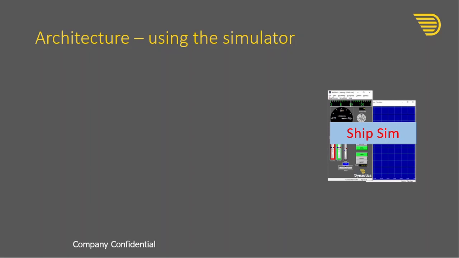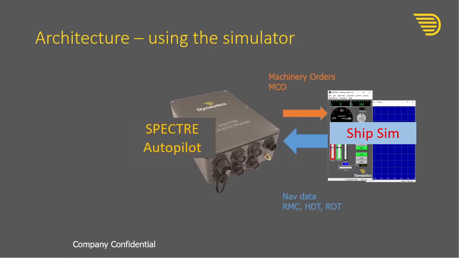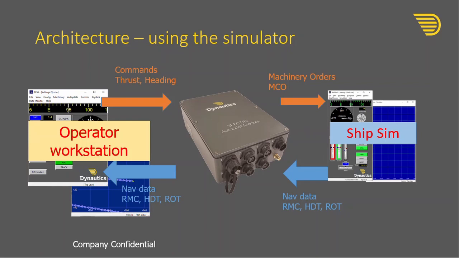Okay, so we've had a good look at ShipSim on its own. The next step is to have a look at how we can connect the autopilot to it, so that the autopilot can control the virtual ship and get navigation data back out of the simulator into the autopilot. Having done that, we can add a front-end operator workstation so that the operator can send commands to Spectre telling it where to take the virtual ship, and importantly how to get navigation data back out of Spectre into the operator workstation so that you can maintain situational awareness.